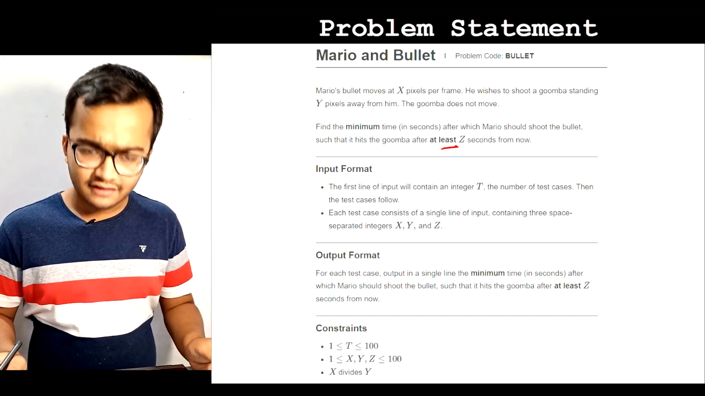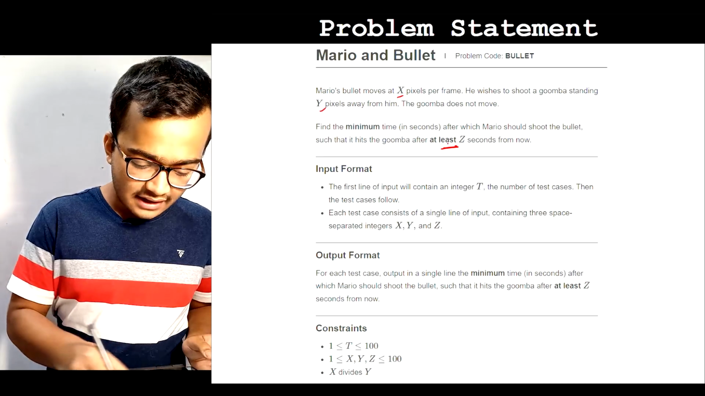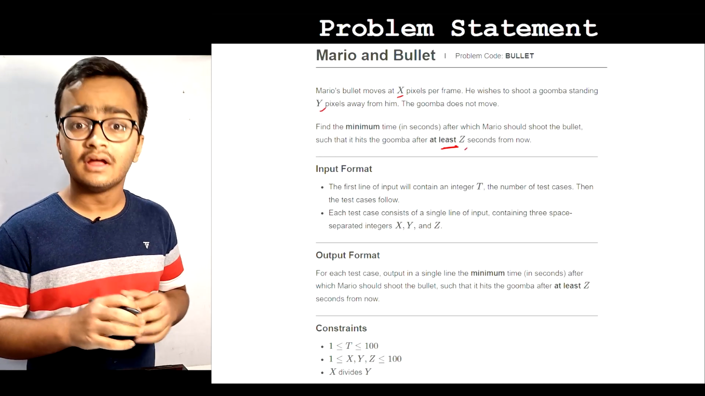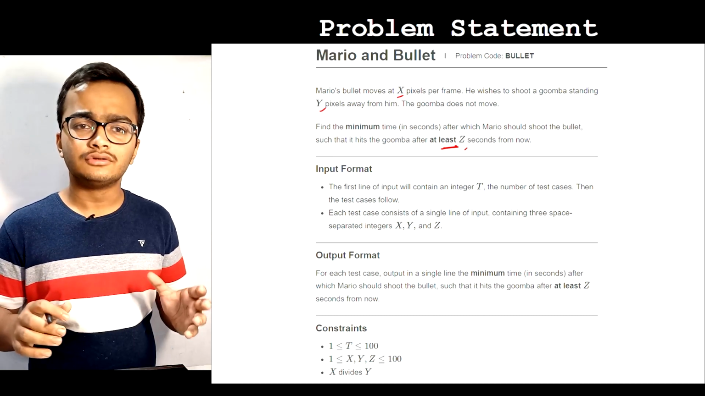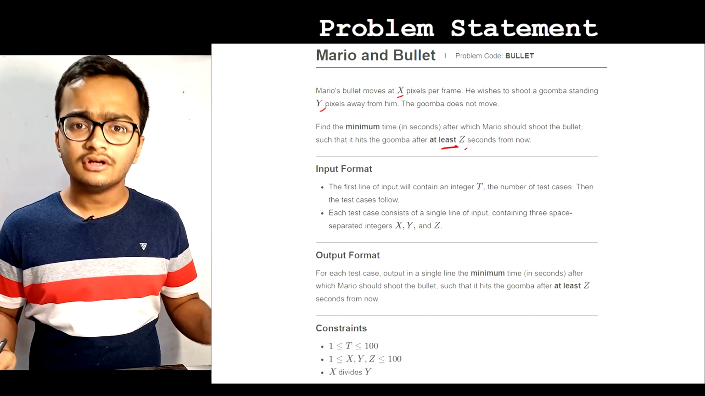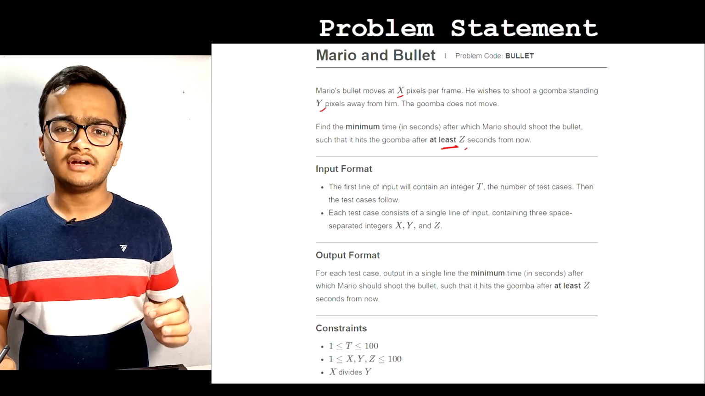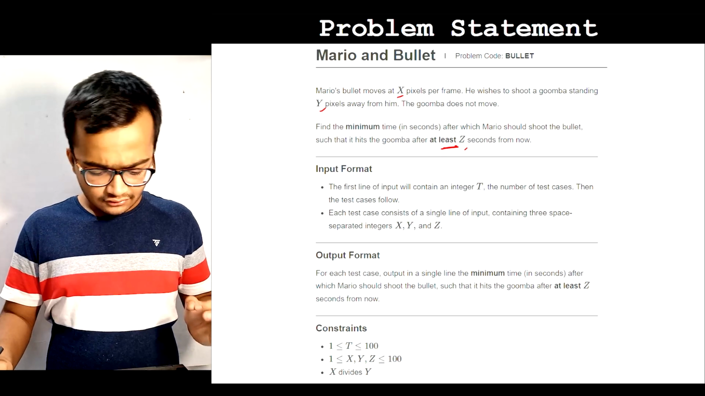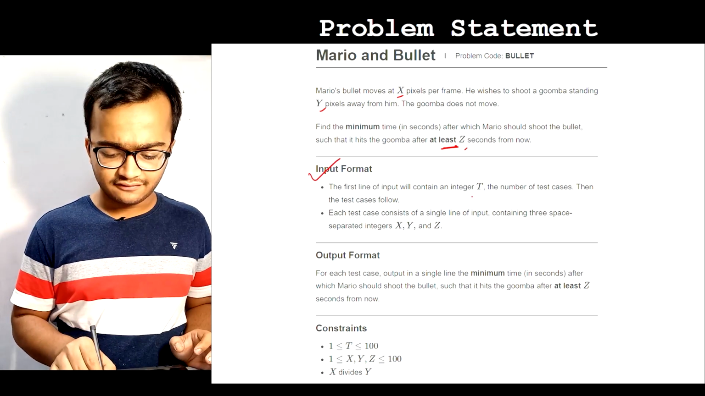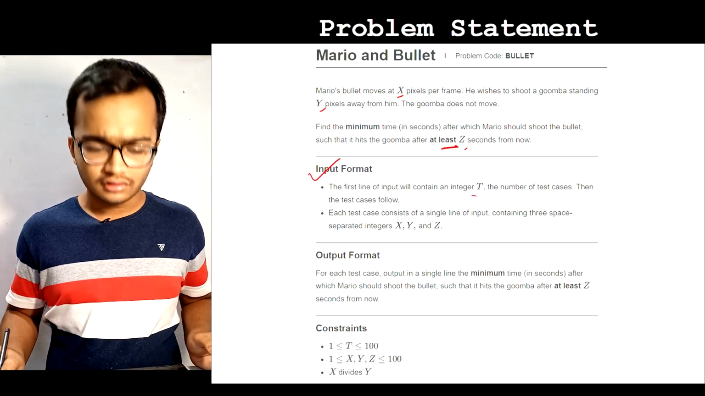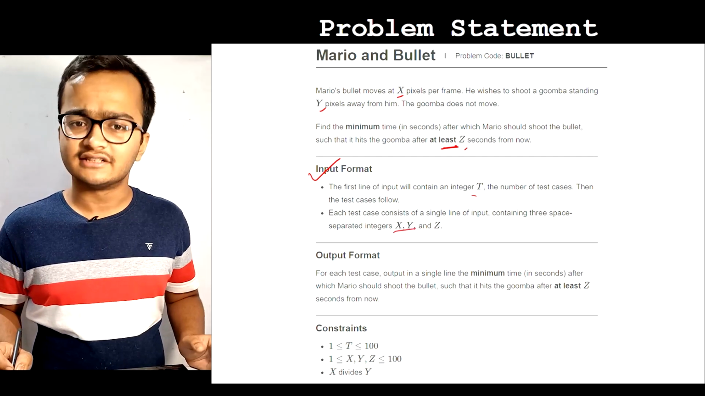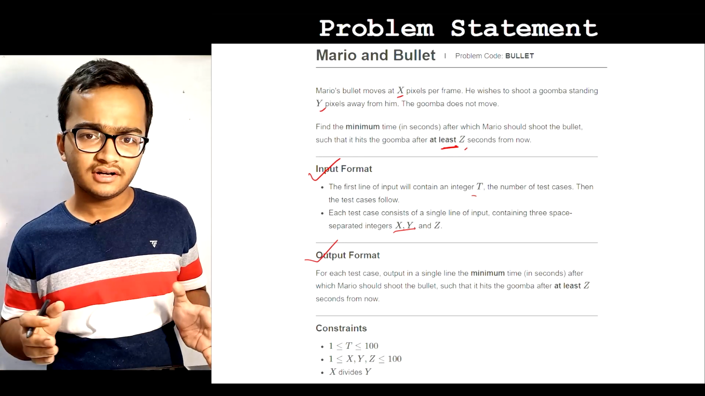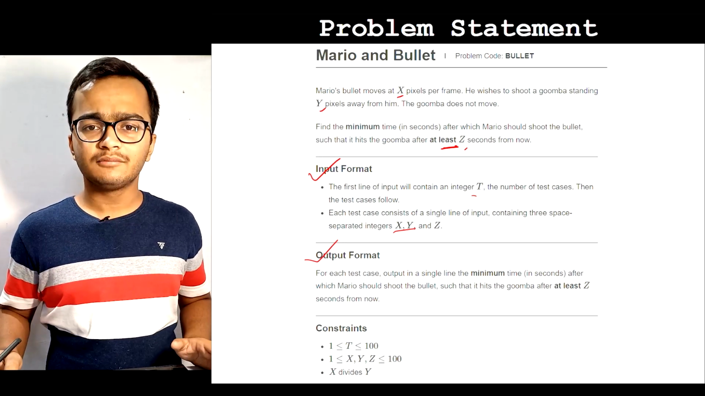So what are we given? We will give x, y and z to the compiler, and the compiler will find out the minimum time after which Mario should fire the bullet such that the bullet hits Goomba exactly after z seconds. So the input parameters are: first we have to take the number of test cases as input. Next we have to take x, y, and z as input from the user. The output will print the minimum amount of time that is taken by the bullet to hit Goomba.